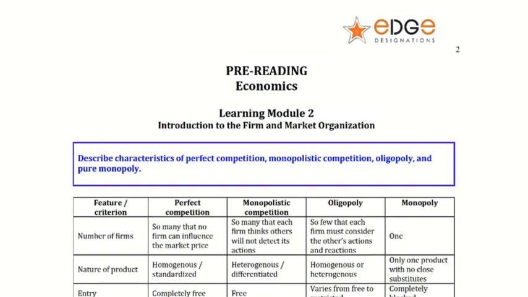Now we're moving to, remember what we spoke about in learning module number 1: supply, demand, elasticities, all that kind of good stuff. That's all coming back to us again in learning module 2. We build on the knowledge that we have already gained from learning module 1. We start off over here. The learning outcome statement says: describe characteristics of perfect competition, monopolistic competition, oligopoly, and pure monopoly.